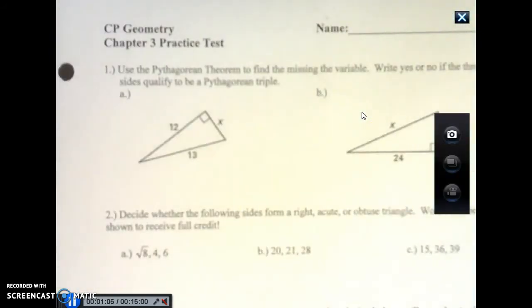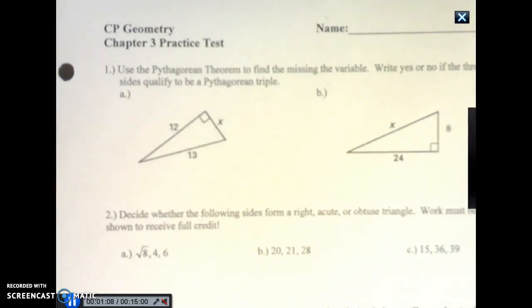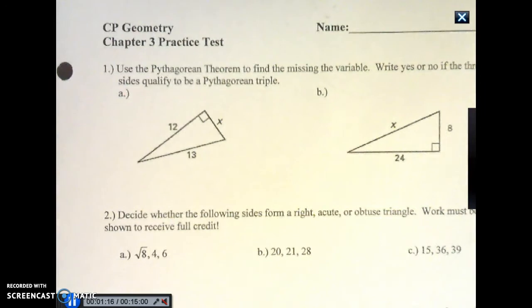The reason I showed that video was, I don't know about you, but sometimes when I feel like I'm studying, I feel like no matter how hard I try, I never seem to get the right answer. So that's the way I feel sometimes, but we're going to try and change that today by going through some stuff with our Chapter 3 practice test.